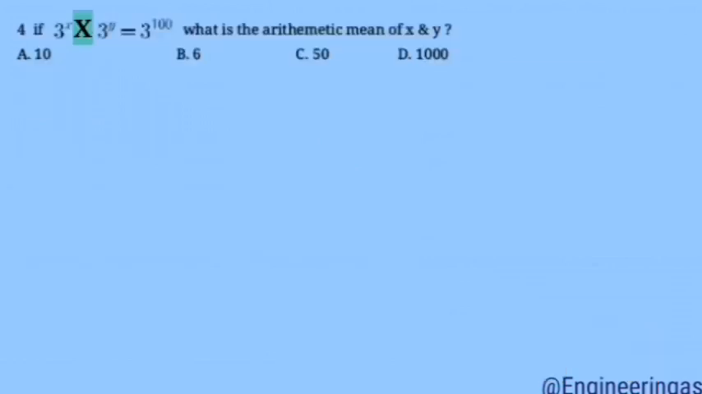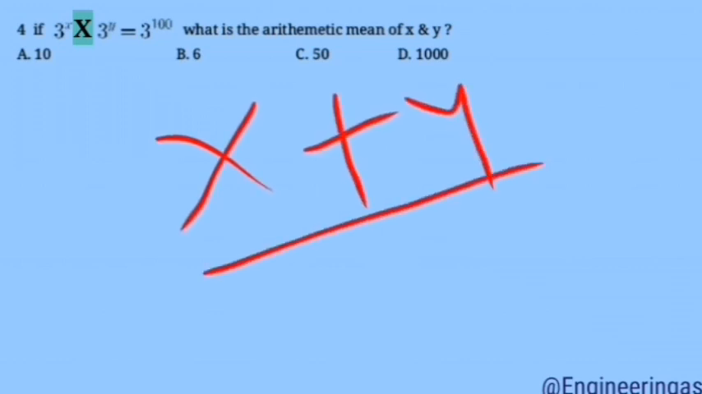Okay, if 3 raised to x times 3 raised to y equals 3 raised to 100, what is the arithmetic mean of x and y? Arithmetic mean means when we add two numbers and divide by 2, we will get the arithmetic mean.